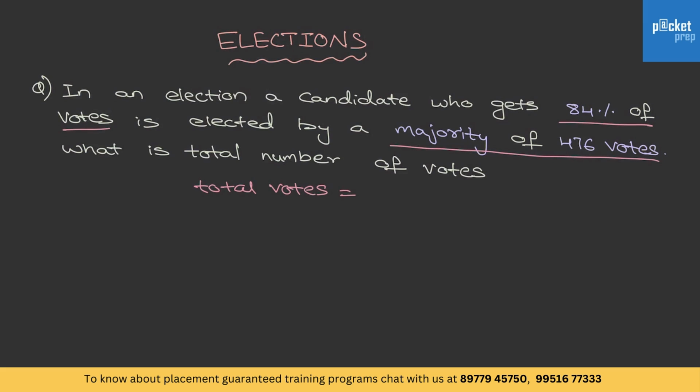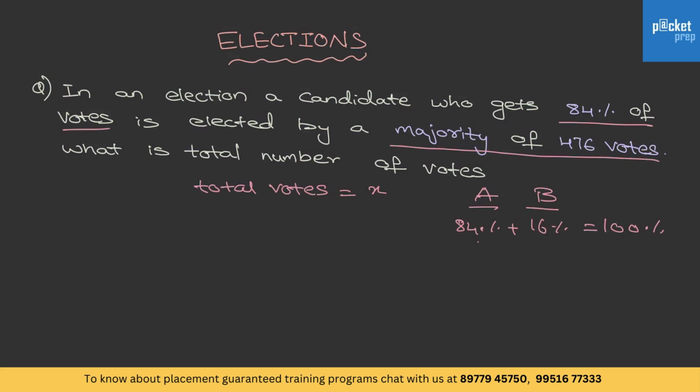Let's assume total votes is equal to X. By the question, we can know that there are two candidates participating. Let them be A and B. Suppose A wins, and given that A got 84% of votes, then B will be getting 16% of votes, which on combining gives us total votes, that is 100% of votes.